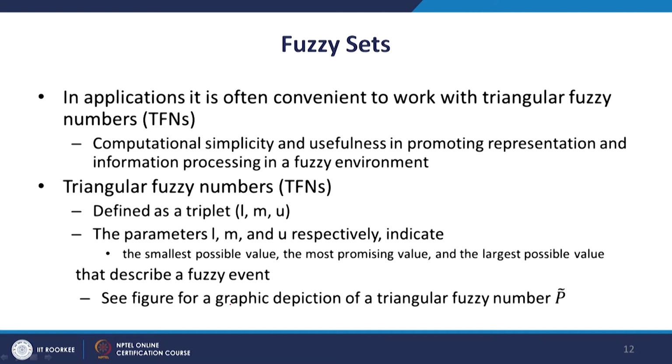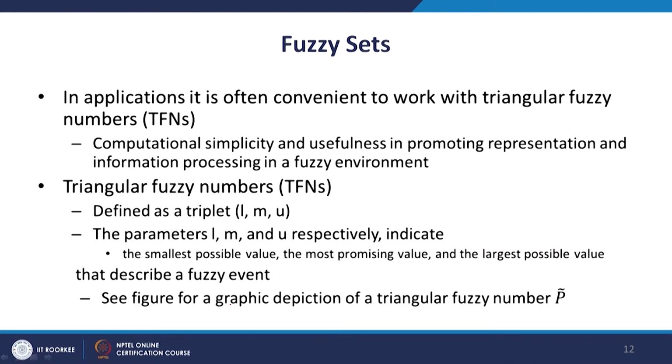So, the parameters L, M, U are defined respectively as the smallest possible value, indicated by L, the most promising value, indicated by M, and the largest possible value, indicated by U. As we talked about when we discussed fuzzy sets in a more general sense, the idea is to even allow partial membership of elements.